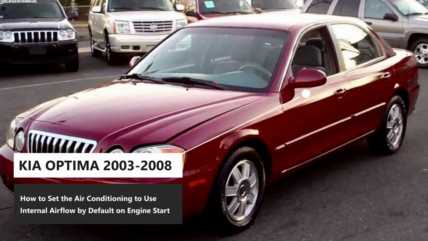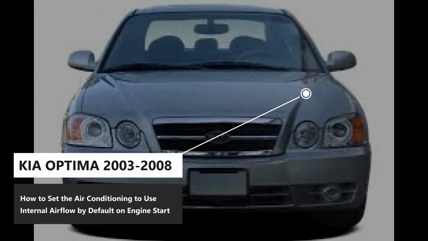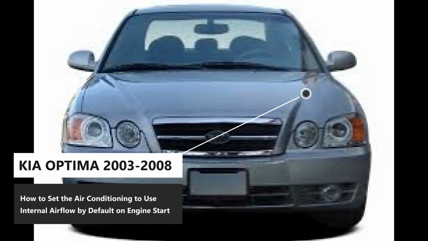If you own a Kia Optima manufactured between 2004 and 2008, you might have noticed that the air conditioning system doesn't always remember your last setting for internal air circulation. This can be annoying, especially if you prefer the cabin to recirculate air by default when starting the engine, particularly in hot, dusty, or polluted environments.